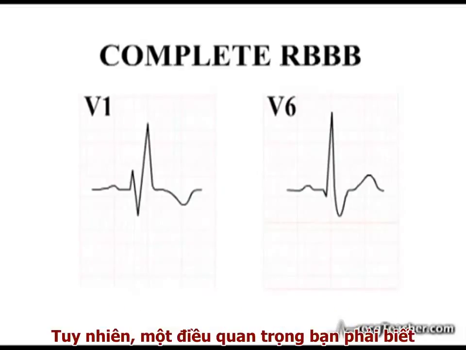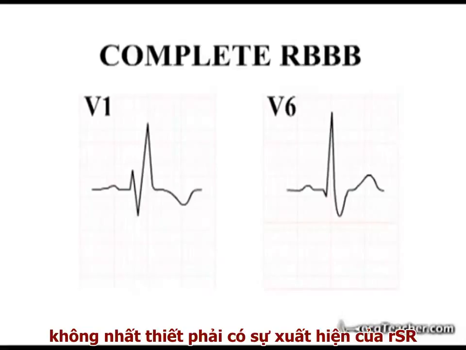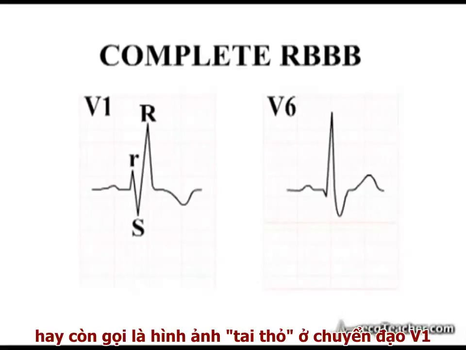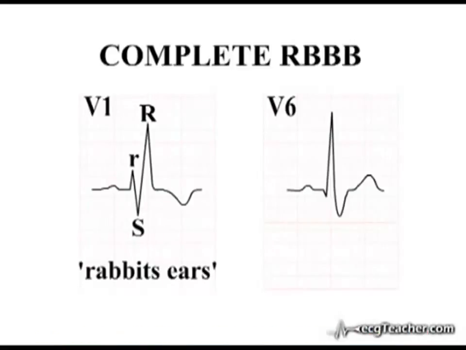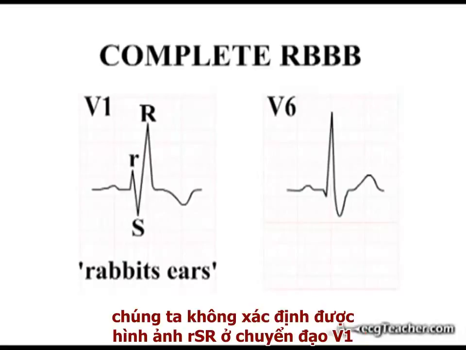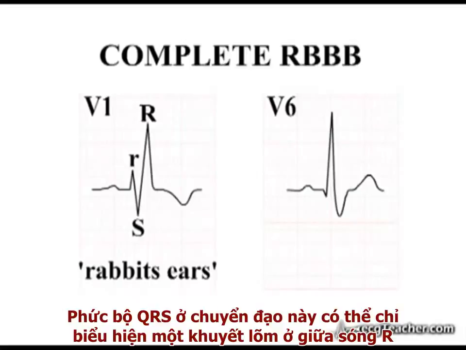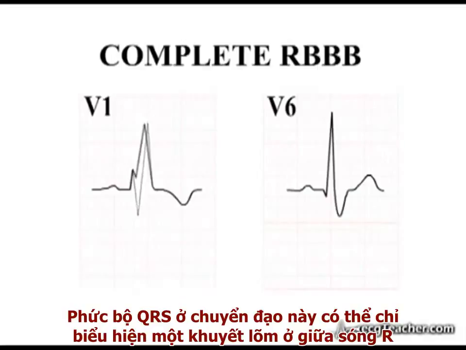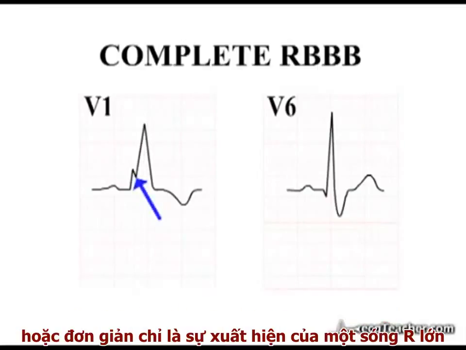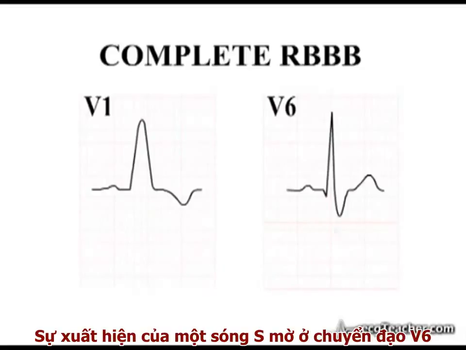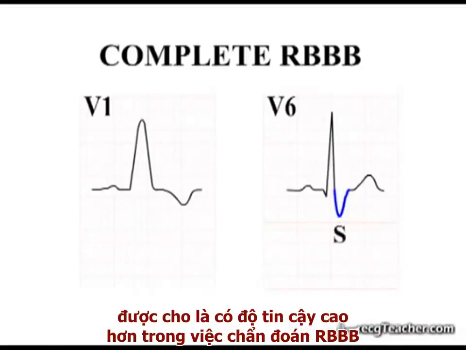However, it is important not to become over-reliant on the presence of the RSR pattern or so-called rabbit's ears appearance in V1 to make the diagnosis. In many cases of right bundle branch block, the RSR pattern in V1 is not identifiable. The QRS complex in this lead either demonstrates a small notch between the two R waves or has the appearance of one large R wave. The presence of a slurred S wave in lead V6 is said to be more reliable in the diagnosis of right bundle branch block.